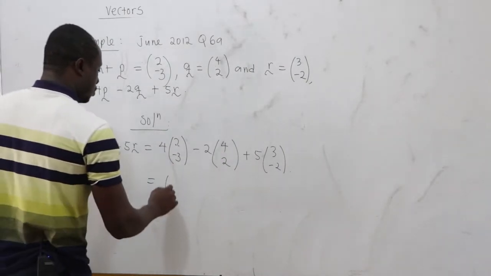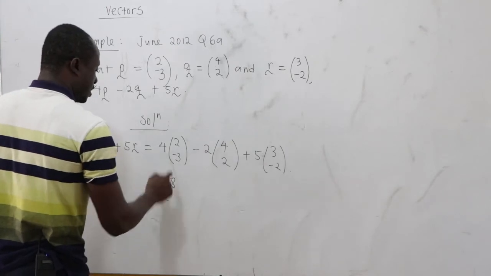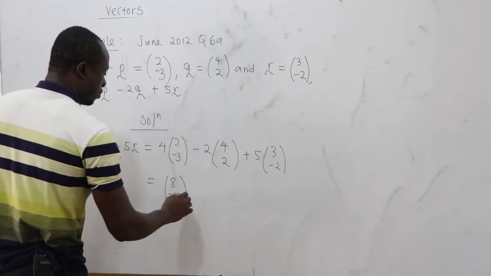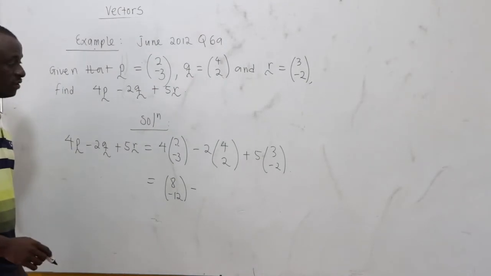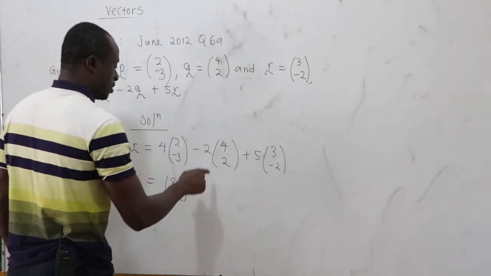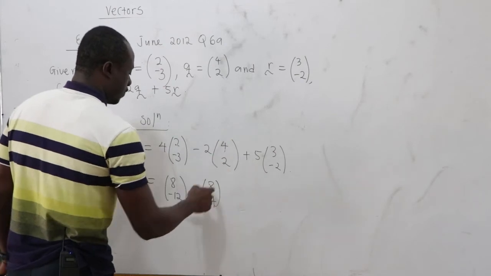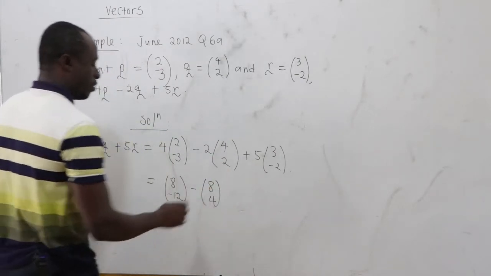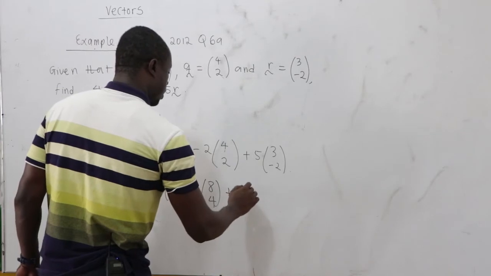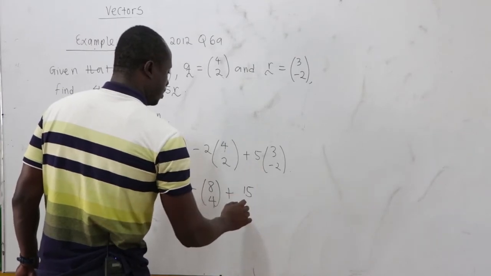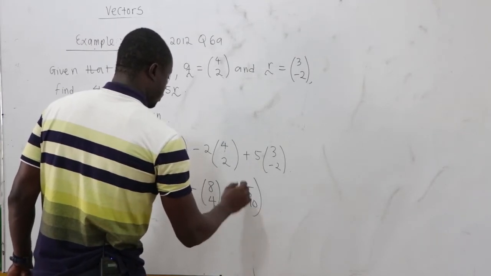Now apply the multiplication by a scalar to it. 4 times 2, that is 8. 4 times negative 3, that's negative 12. Minus, leave the negative and multiply with only the positive. So 2 times 4, 8. 2 times 2, 4. And then plus 5 times 3, 15. 5 times negative 2, that's negative 10.